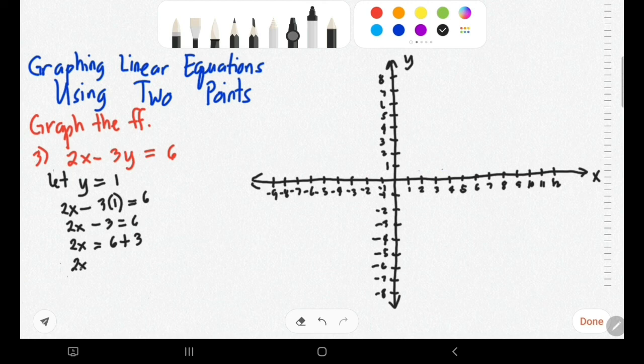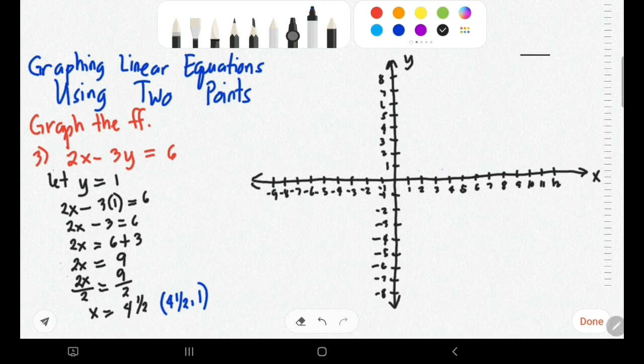So you have 2x equals 6 plus 3, that is 9. So you divide each term by 2. 9 divided by 2. So you have x equals 9 over 2, or that is just 4 and a half. So you have an ordered pair now. x first: 4 and a half, or 9 over 2, 1. Okay? Next.